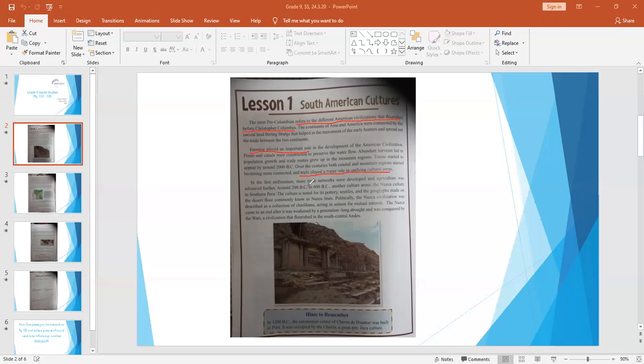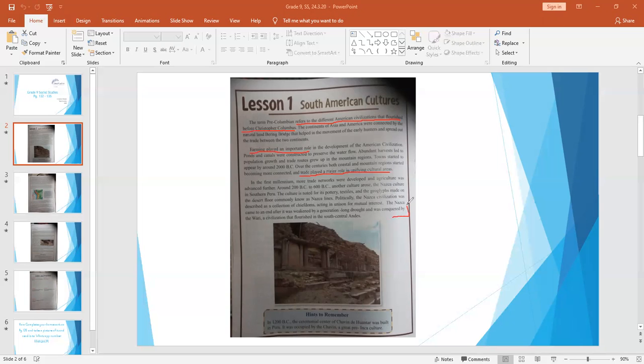Around 200 BC to 600 AD, another culture arose, the Nazca culture in southern Peru. The culture is noted for its pottery, textiles, and the geoglyphs made on the desert floor, commonly known as Nazca lines. Politically, the Nazca civilization was described as a collection of chiefdoms acting in unison for mutual interest. The Nazca came to an end after it was weakened by a generation-long drought and was conquered by the Wari, a civilization that flourished in the south-central Andes.